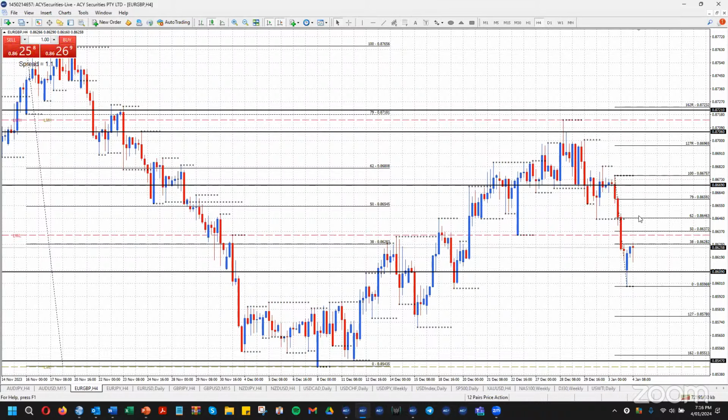And I'd be looking for the 79% level. Can price come up to the 79% level for an opportunity to keep trading down within the unfolding downtrend that we've been seeing? All right, so that level's there at 86.59. Can we get a rally back up?